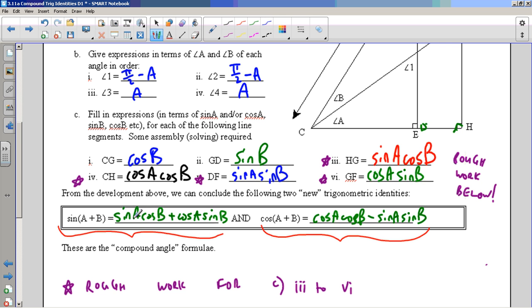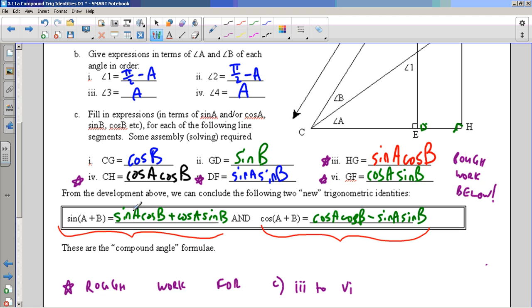Sine of A plus B is sine A cos B plus cos A sine B. And cos of A plus B is cos A cos B minus sine A sine B. And you kind of just got to remember these. The way I remember it is cos of A plus B is cos cos minus sine sine. That one's easy to remember because I can remember cos cos minus sine sine.